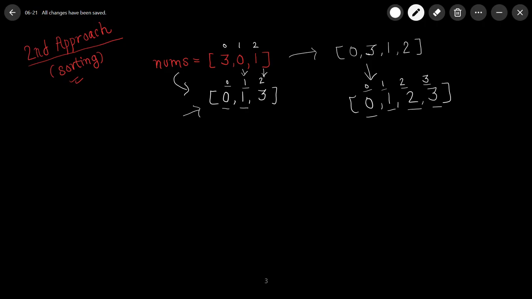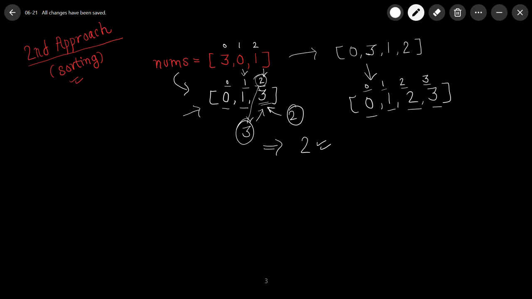Now let's see what happens. We get index 2. So we expect here should be 2. But what we see is the element present here is 3, which contradicts with the index value. And since there is a mismatch, we would surely know that 2 is missing from our array and we would return 2 as our answer. I hope this approach is clear.